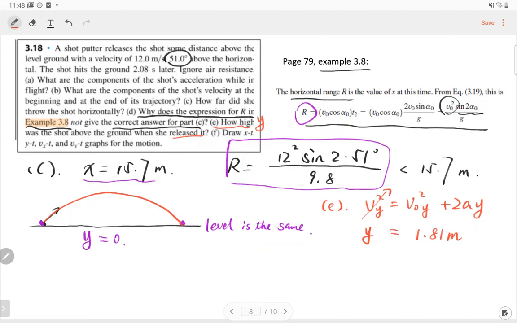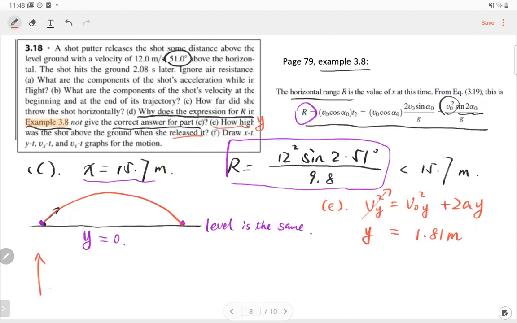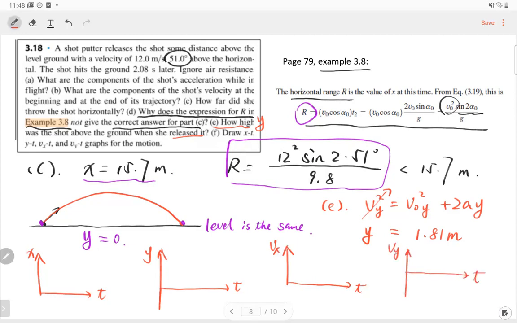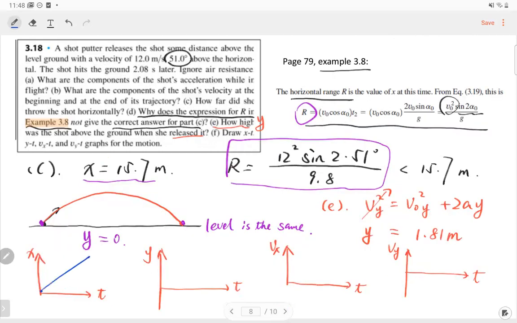For xt, we have the equation, x as a function of t is a linear equation. So xt will be, draw all the diagrams, t, y, and v, x, t, v, y, t. Okay, for the first one, the xt is a linear motion. So we have a linear line, starting from the zero point and increasing.